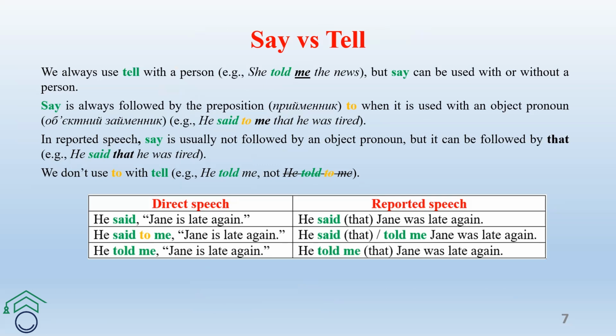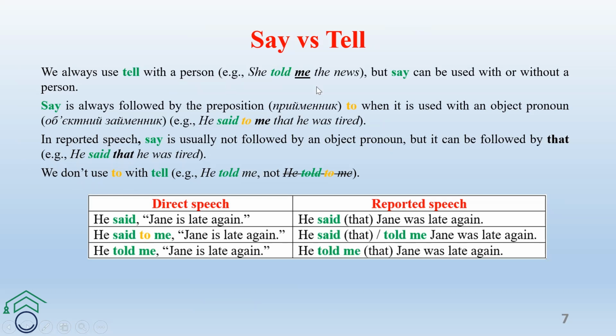In fact, we always use tell with a person. Tell me, tell her, tell Dasha, tell Rada. Tell somebody. We always need an object. While say can be used with or without a person. When say is used with a person, it is always followed by the preposition to. He said to me. And in reported speech, say is usually not followed by an object, but it can be followed by that. He said that he was tired. Just he said he was tired. We can omit that.